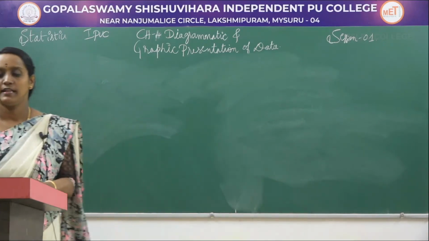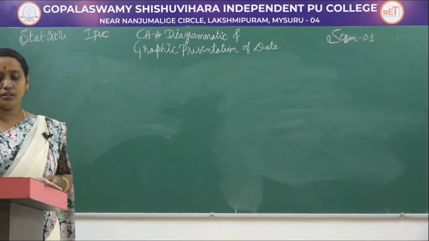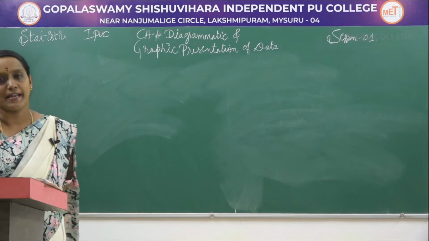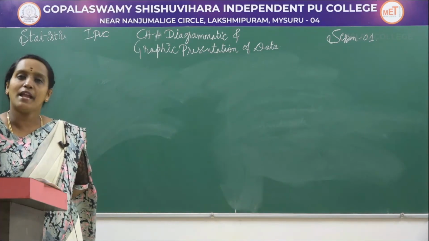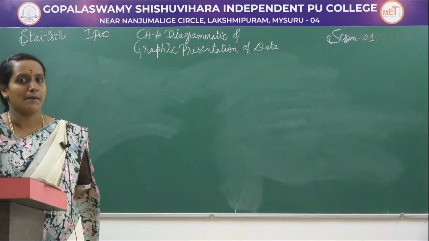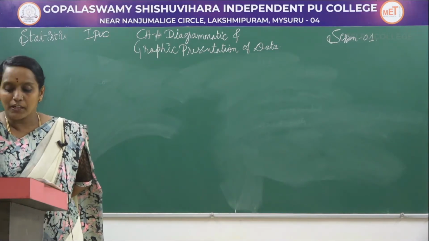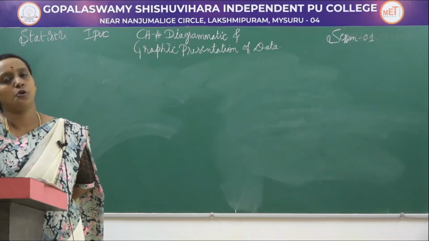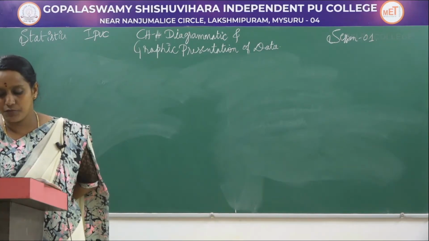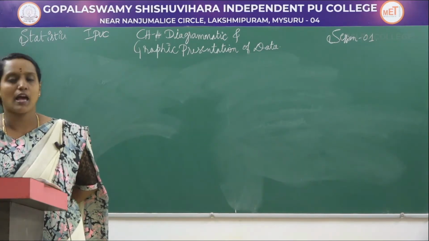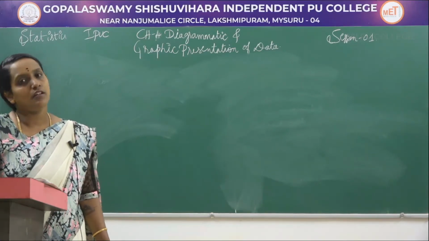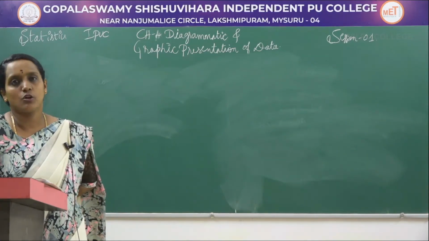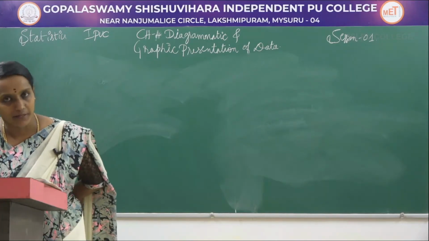Types of diagrams. Here we have 4 types of diagrams: one dimensional, 2 dimensional, 3 dimensional, and pictograms and cartograms, that will be the 4th one. Here we are having one dimensional and 2 dimensional diagrams. First we will go through the one dimensional diagrams.